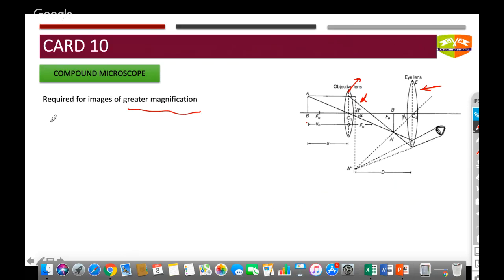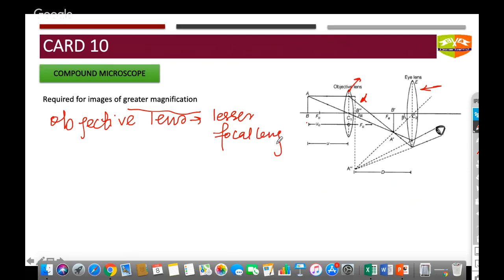It is of, I'm writing here, objective lens is of lesser focal length. And why is this of lesser focal length? So that I'm able to form the image in front of this eye lens. If this would be of greater focal length, the image can be formed somewhere either this side or that side of the lens, and proper magnification will not be possible. So hence the smaller focal length for this objective lens is required.